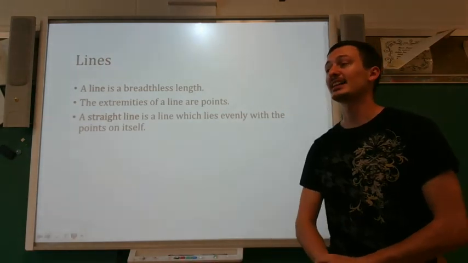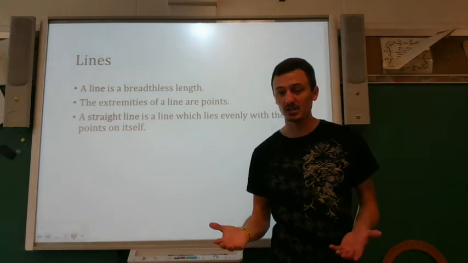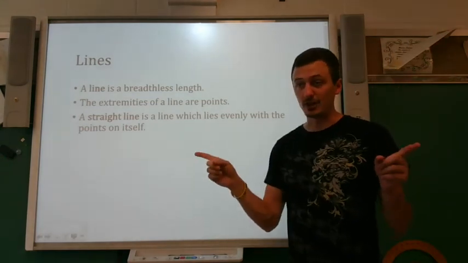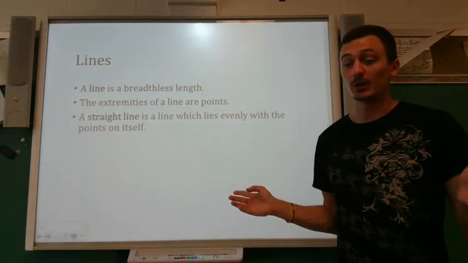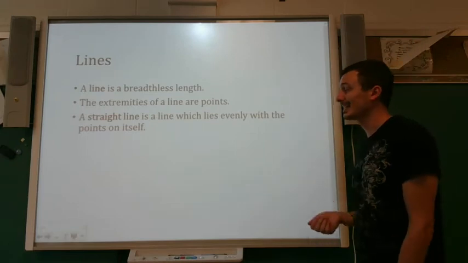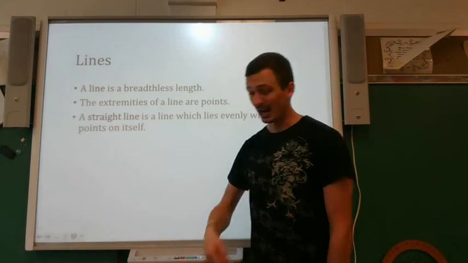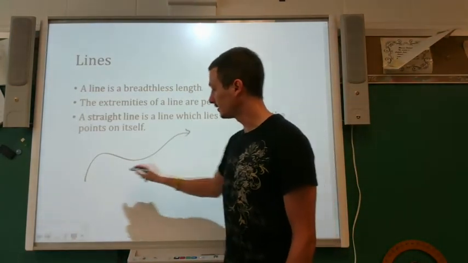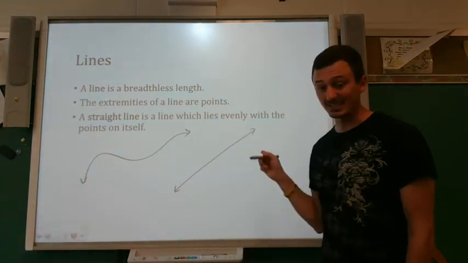What he means by that is that you can kind of think of them as endpoints, but lines don't have endpoints. It's just kind of the ends that we would draw, because we can't draw a line going on forever, because we don't have enough paper to draw forever. And then also a straight line is a line which lies evenly with the points on itself. So, according to Euclid, that's a line, and that's a straight line.